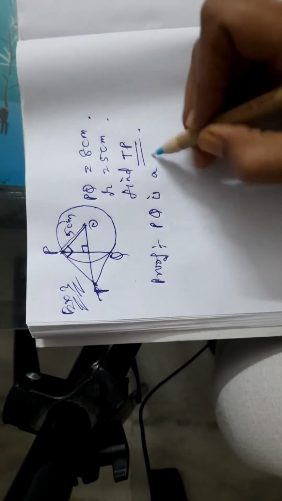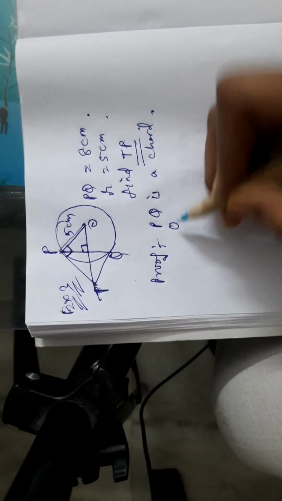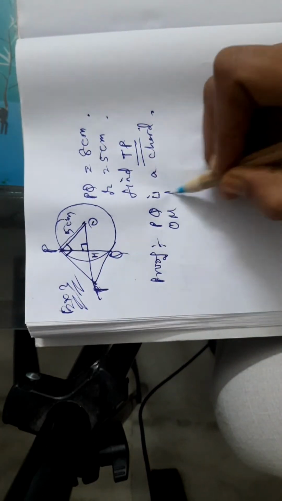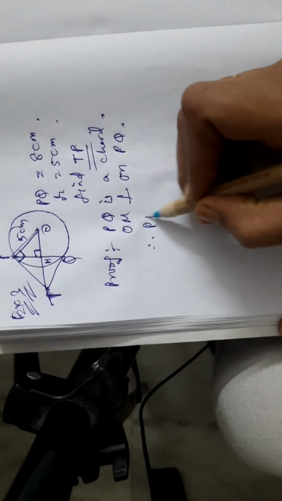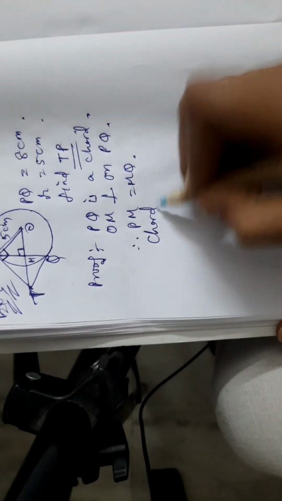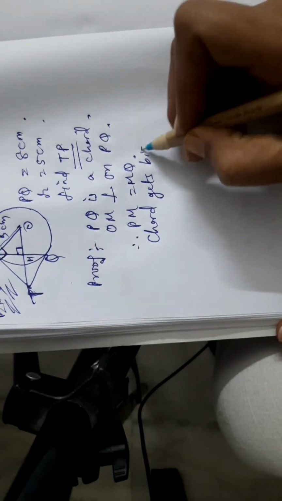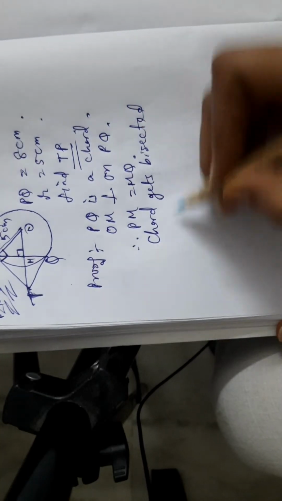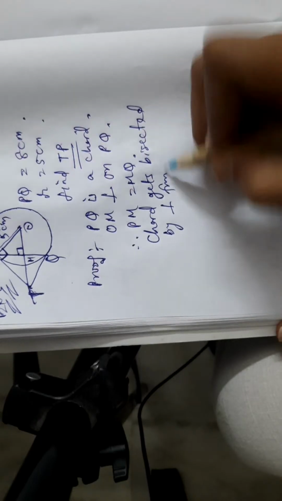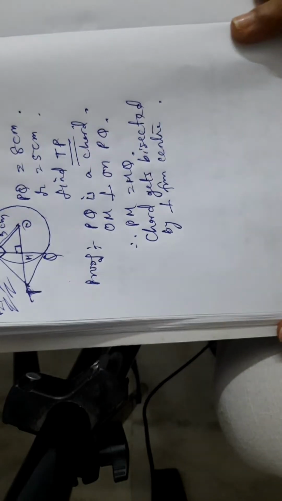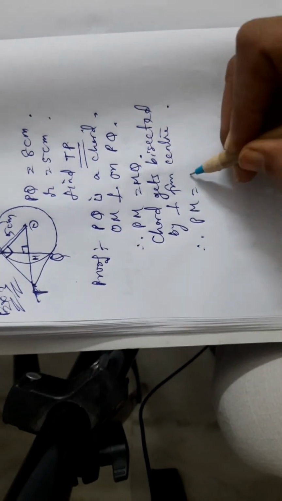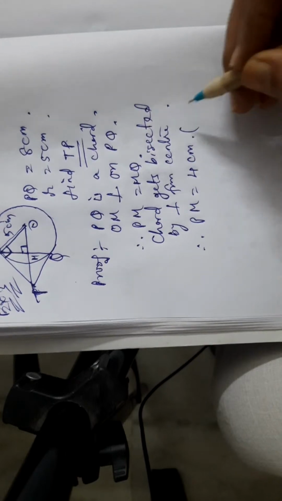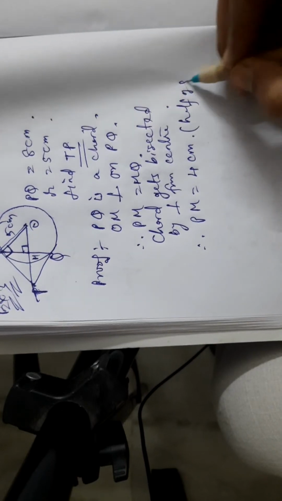PQ is a chord. OM perpendicular on PQ. Therefore, PM will be equal to MQ. Reason, chord gets bisected by perpendicular from center. Therefore, PM value will be half of 8, 4 centimeter. That is half of 8.